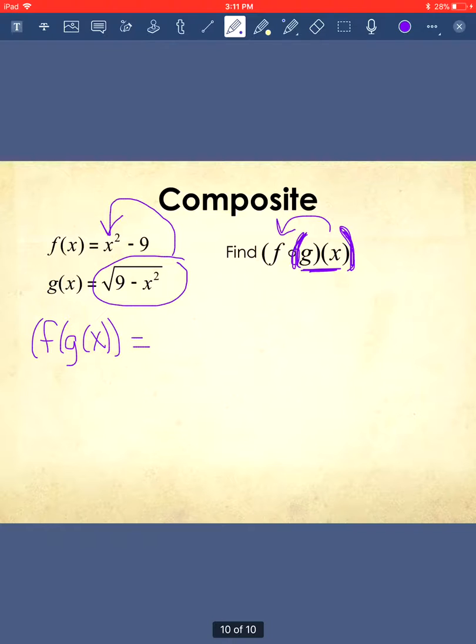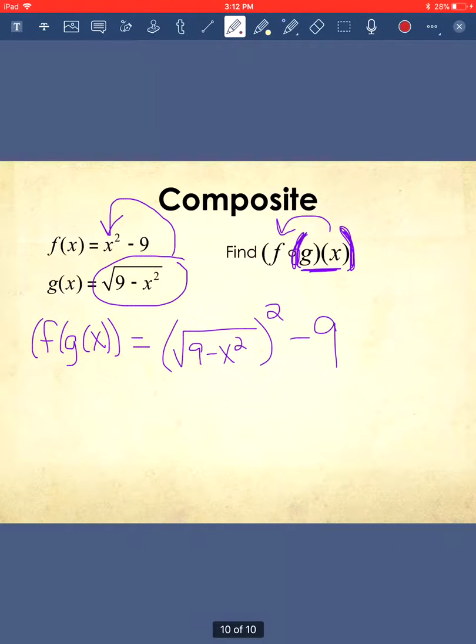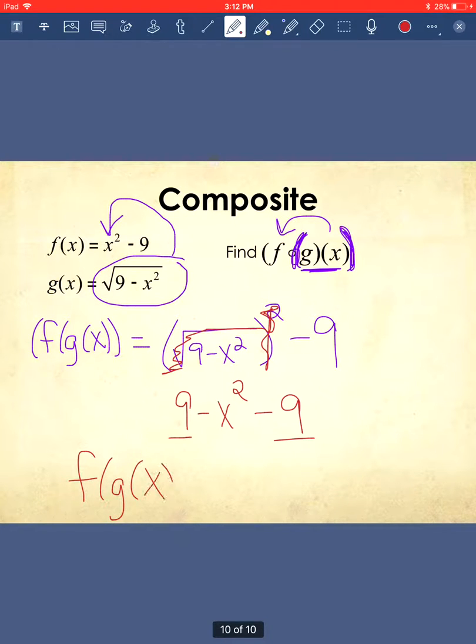equals, instead of writing an x, I've got the square root of 9 minus x squared, and then that's squared minus 9. And now you look to see, can you simplify? The square root of 9 minus x squared, and then you square that, means you're canceling out the square root and the squared. So we have 9 minus x squared and then minus 9. Now combine like terms, so positive 9 and negative 9 cancel each other out. So I get that f of g of x equals negative x squared.